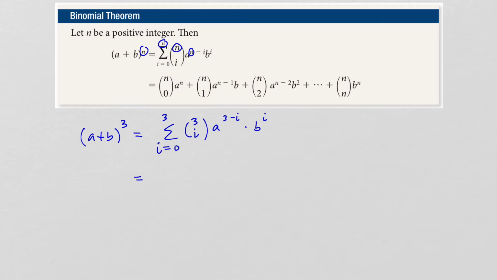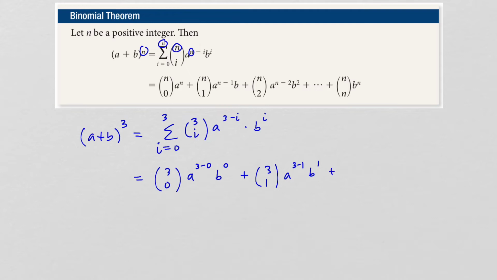Now, if I let i equal 0, I'm going to put a 0 in everywhere I see an i. That's going to give us 3 choose 0, a to the 3 minus 0 times b to the 0. Plus, the next term, I'm going to plug in i equals 1. That will give us 3 choose 1, a to the 3 minus 1, b to the 1.